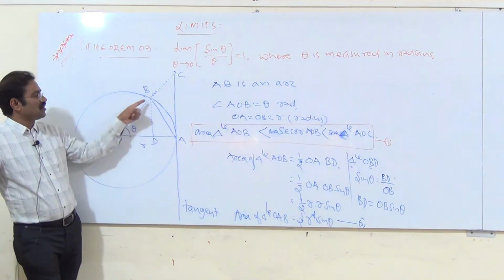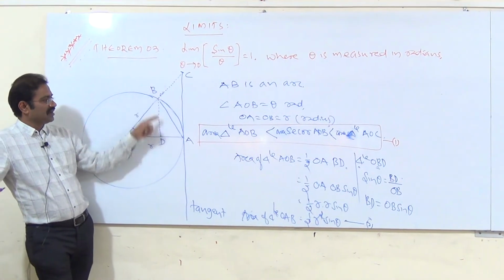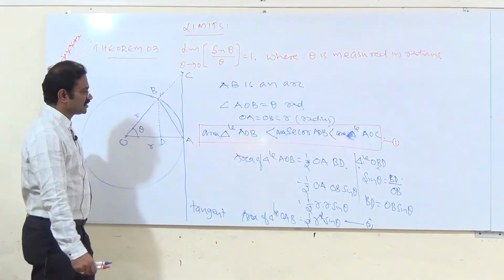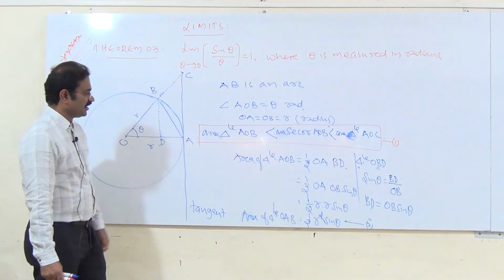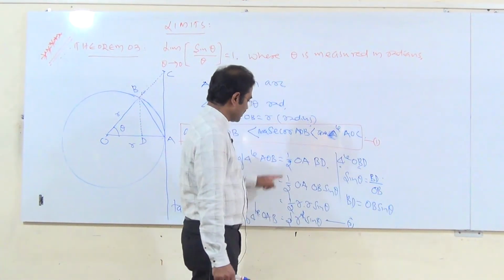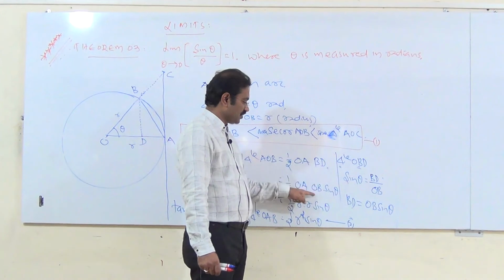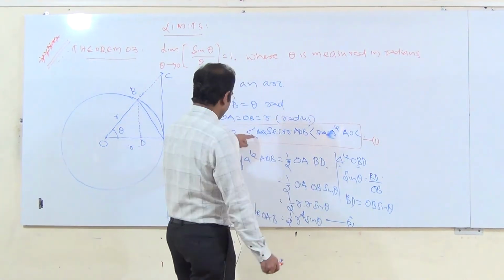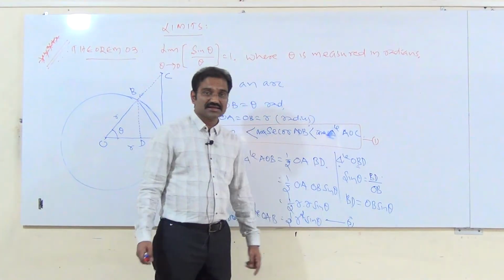Sin theta is equal to opposite side divided by hypotenuse. Sin theta is equal to BD by OB. BD is equal to OB into sine of theta. 1 by 2 OA, BD is OB into sine theta. But OA is equal to OB, so R square sin theta. This is over.